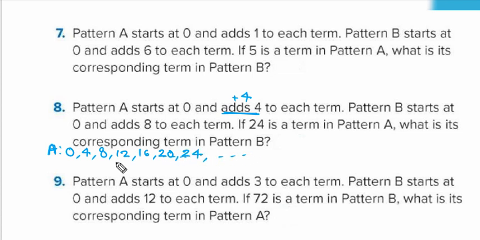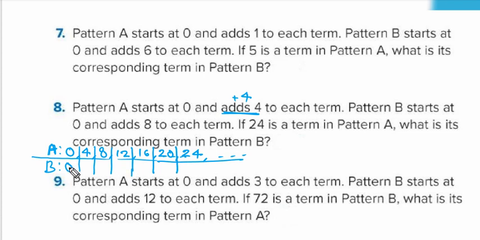Now pattern B, start at 0. Make sure you write just below each term, okay? Or else you can just make a table. That will be much better, right? If you make a table like this, you will have no confusion, okay?